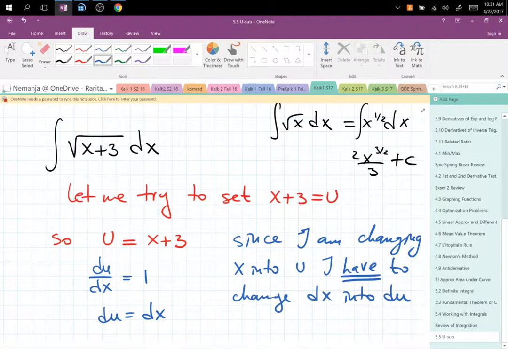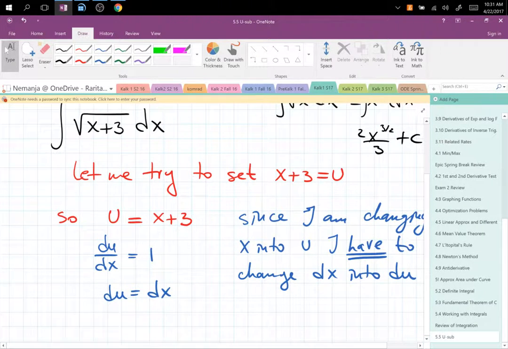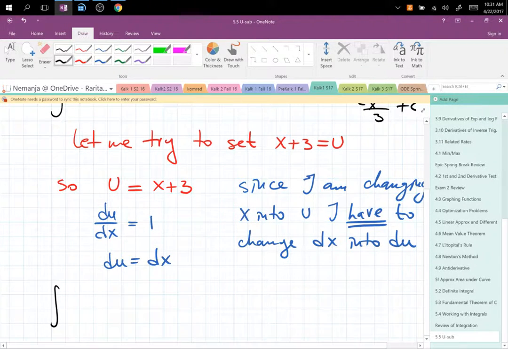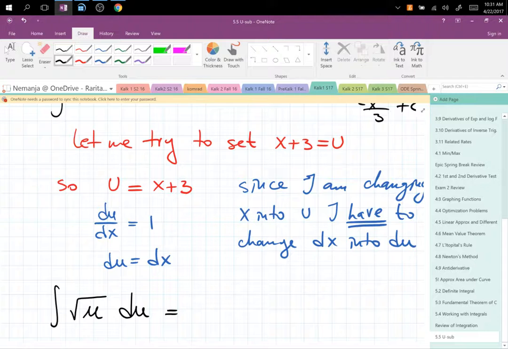So now you have all of the pieces that you need to substitute. Your integral is still an integral. The square root is still a square root. x plus 3 became u, and dx became du. And you went through this change, this transformation, and you're left with an integral that you can solve easily, which is u to the 3/2 divided by 3/2 plus c.